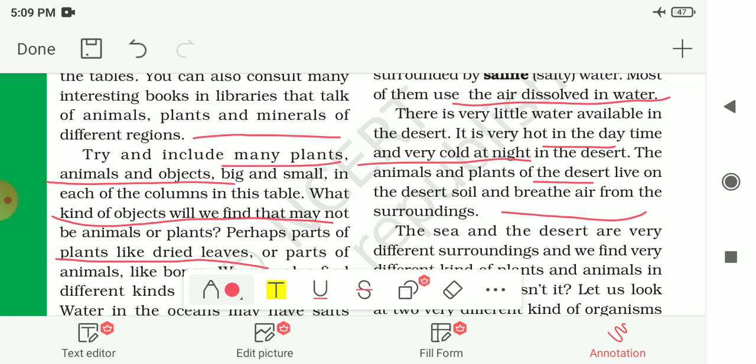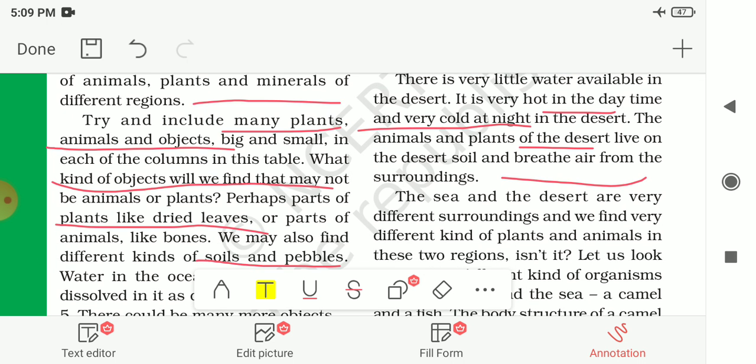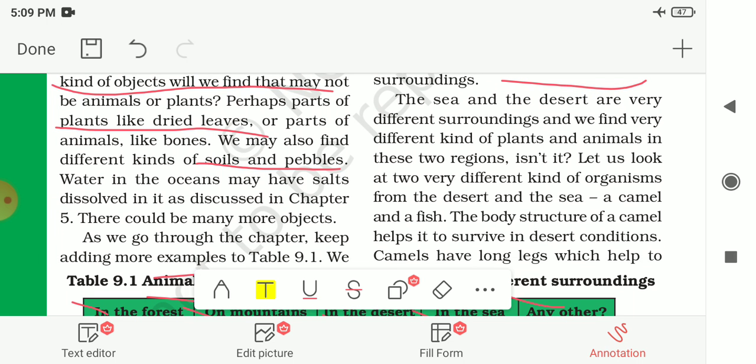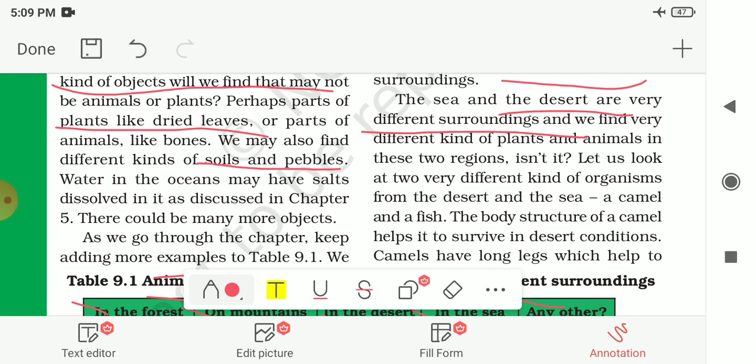The animals and plants of the desert live on the desert soil and breathe air from their surroundings. They are living on the sand or soil of the desert and they breathe in air from their surroundings only. The sea and the desert are very different surroundings, and we find very different kinds of plants and animals in these two regions. Isn't it?